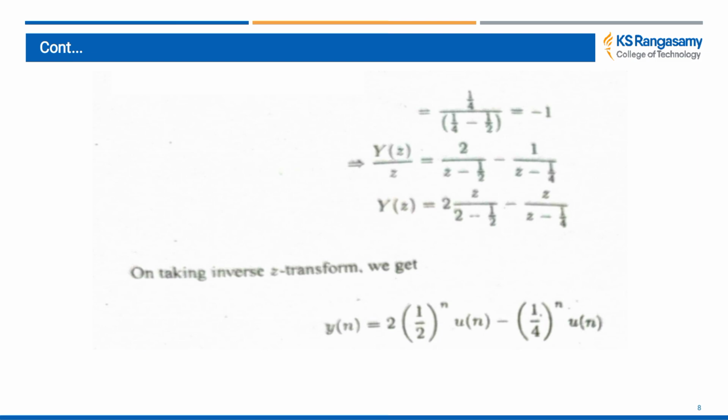It is z divided by z minus a is equal to a power n into u of n. Instead of a, in the first term we have 1 by 2 and in the second term we have 1 by 4. It is a generic equation. On taking the inverse transform of y of z, it gives the multiplicative factor 2 into the coefficient: z divided by z minus 1 by 2 gives 1 by 2 the whole power n into u of n, minus 1 by 4 the whole power n into u of n. This is for impulse response.